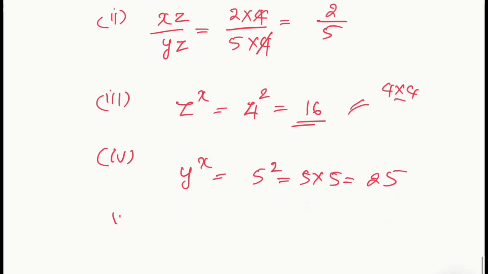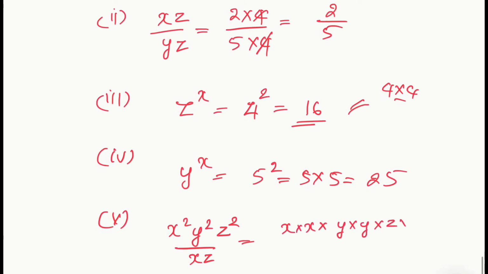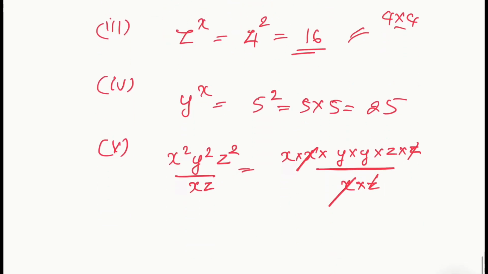25. Fifth one x square y square z square by xz. Okay, that is x into y into y into z into z by xz. Right, x into z. So one of the x and one of the z I can cancel. So what I get? x into, that is 2 into y into y. 5 into 5 into 4. 2 5s are 10. 10 5s are 50. 50 4s are 200. Okay.